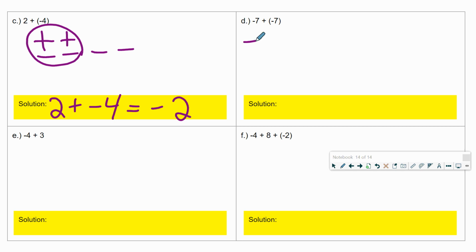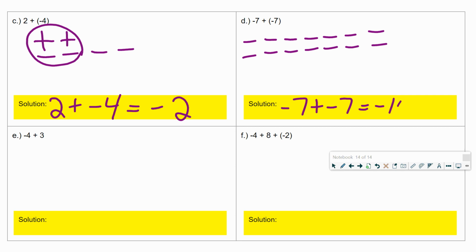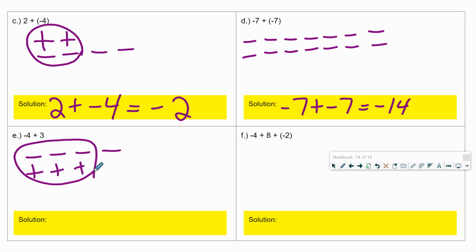For D, I have 7 negatives, another 7 negatives, and then I get -14 because none of them cancel out, which is actually a common mistake. People see the 2 negatives and both of them 7 and think they would cancel each other out. But if you draw it, it clearly shows that -7 plus -7 equals -14. So then E, with -4 plus 3, 3 of them cancel each other out, and I'm left with -1. So -4 plus 3 equals -1.